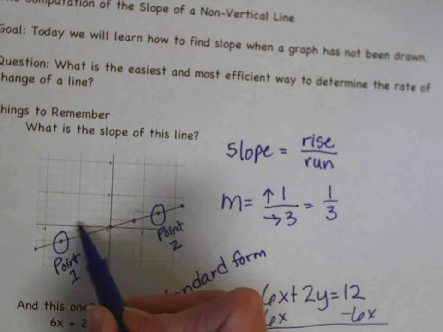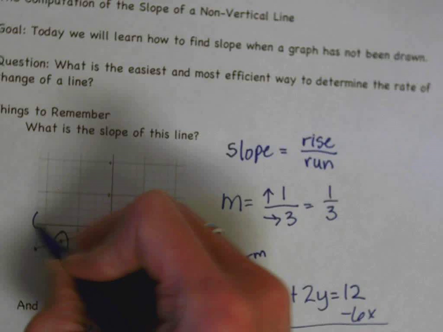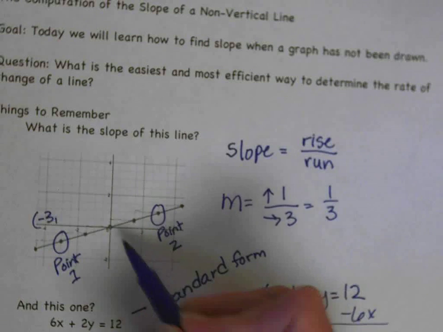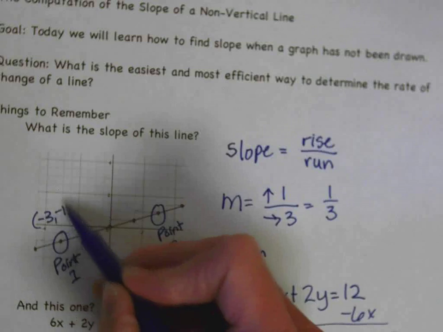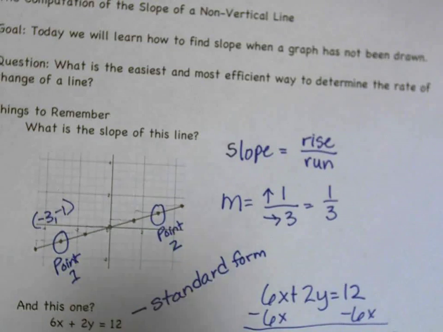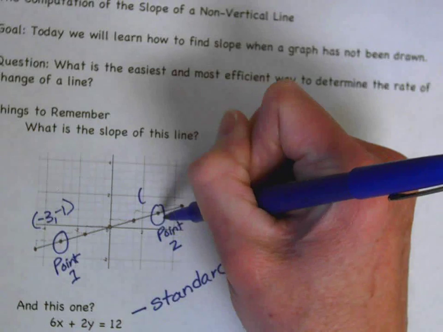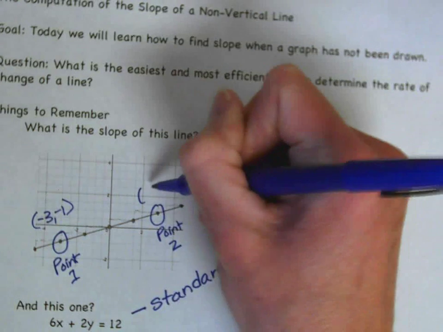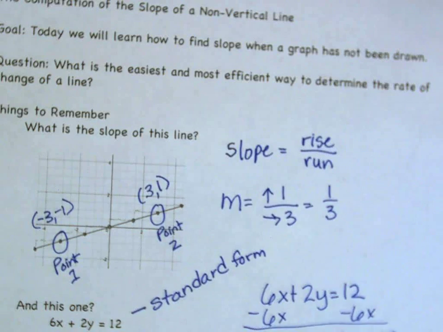Okay? What is the ordered pair of this one? So that's negative 2. So that would be negative 3. So we're going to say we went negative 3, and then we went, if this is negative 2 down here, then that must be negative 1. So point 1 is negative 3 comma negative 1. Point 2 is 3 comma 1. Okay, so that wasn't so hard.